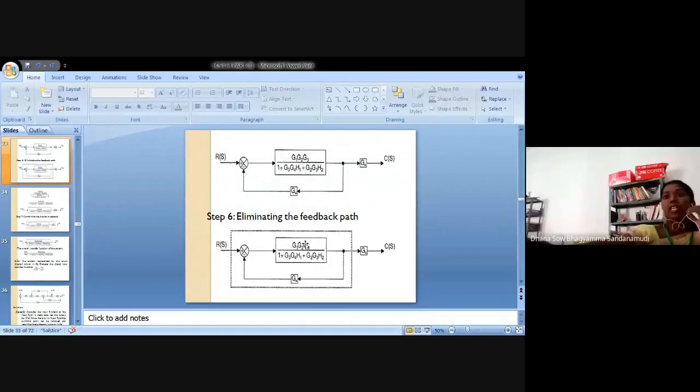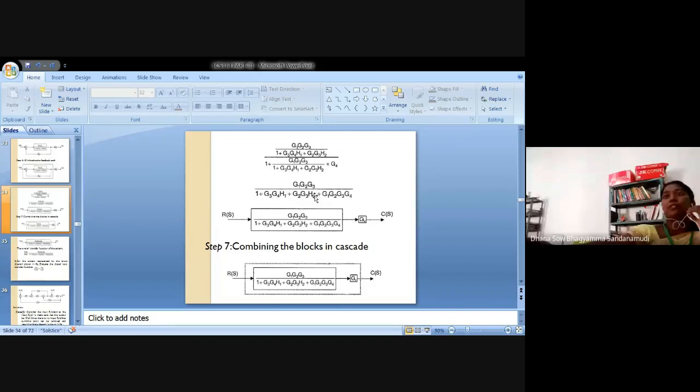Now, eliminating the feedback path, next step. As I have already said, for negative feedback, it is this value by 1 plus this value into G4. So you will get somewhat like this, this whole equation by 1 plus this whole equation into G4. Just further simplify it, you will get like this. So this is our new block diagram.